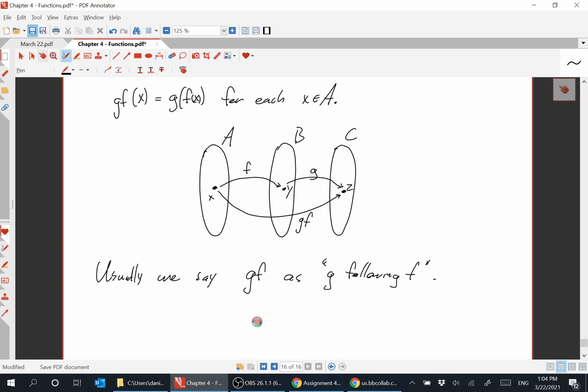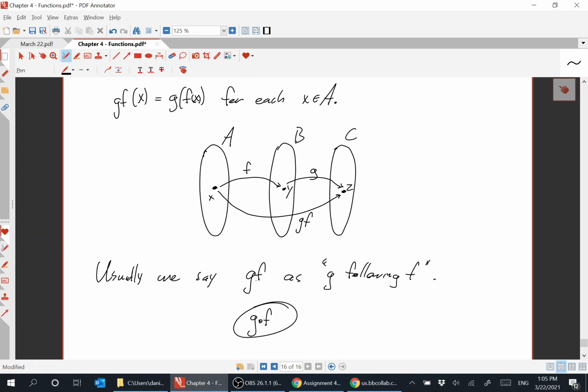Has anyone ever seen g following f written with this little circle thing? No, I haven't seen it quite like that before. That's not standard. That's the way they do it in high school texts for some reason, but it's just not necessary. It's non-standard.